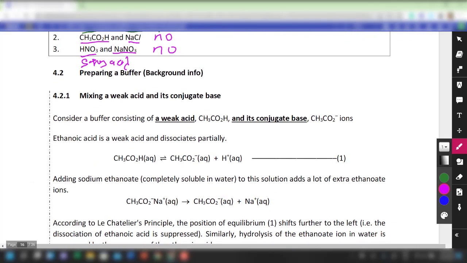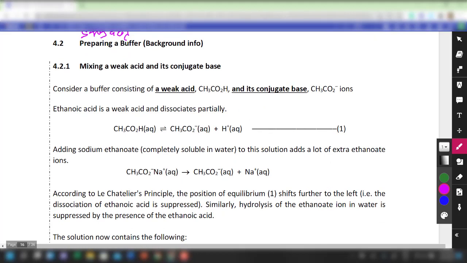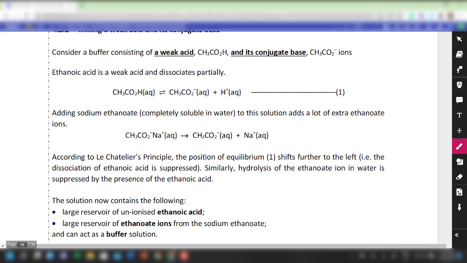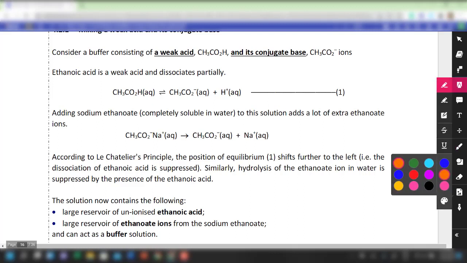And then moving on to 4.2, where we are supposed to prepare a buffer solution. We can just go through this a little bit so that you are familiar with the mechanics of how a buffer is being produced. So we have a buffer solution containing a weak acid and its corresponding conjugate base. First of all, you need to understand that the weak acid will ionize partially to give me ethanoate and H+. So this is a partial ionization.